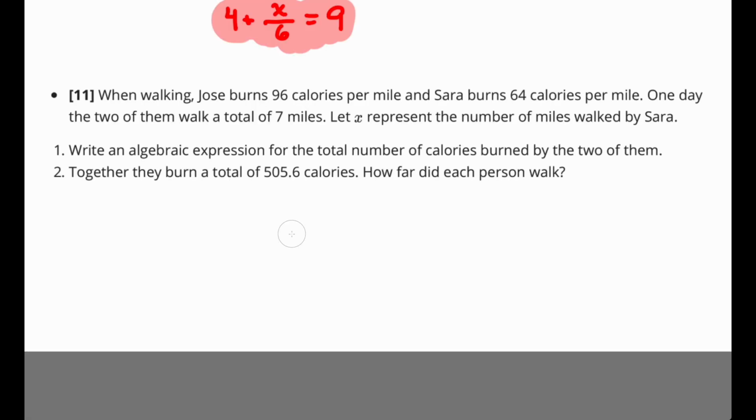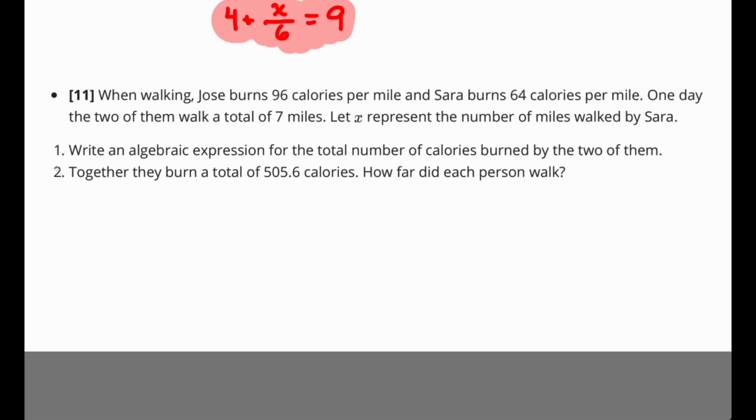All right, number 11. When walking, Jose burns 96 calories per mile and Sarah burns 64 calories per mile. One day, the two of them walk a total of 7 miles. Let X represent the number of miles walked by Sarah. So X is the number of miles walked by Sarah, but it says Sarah is burning 64 calories per mile. So there's a mile in there. It's just the per mile. So it's like calories divided by miles for that. So the first part, it says write an algebraic expression for the total number of calories burned by the two of them. Okay, so let's break this down here.